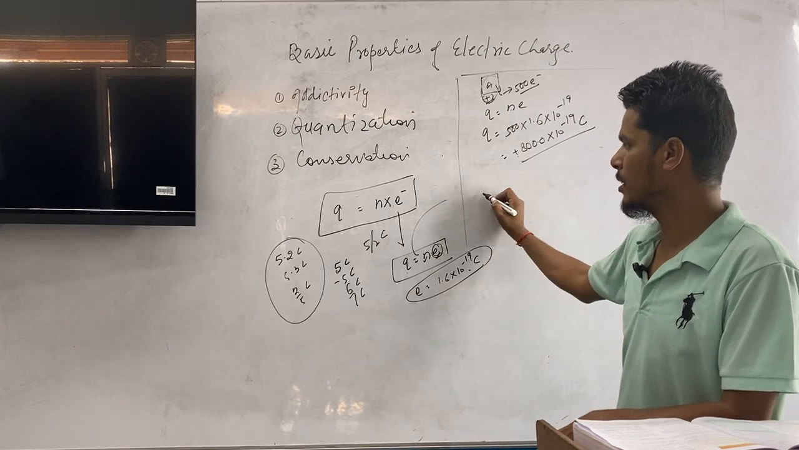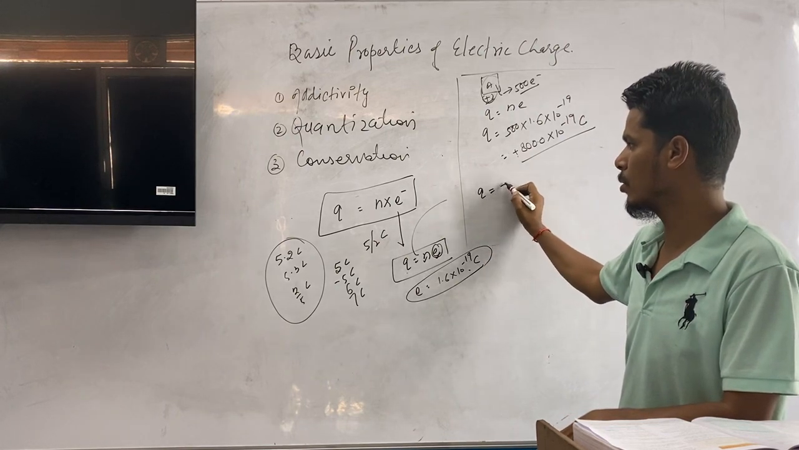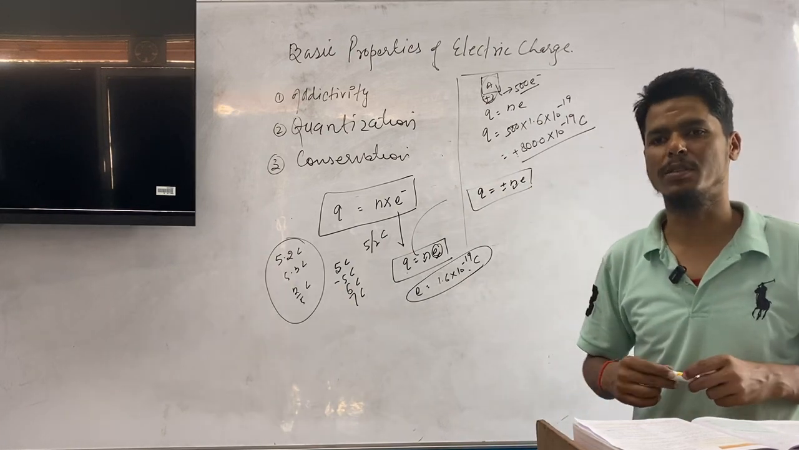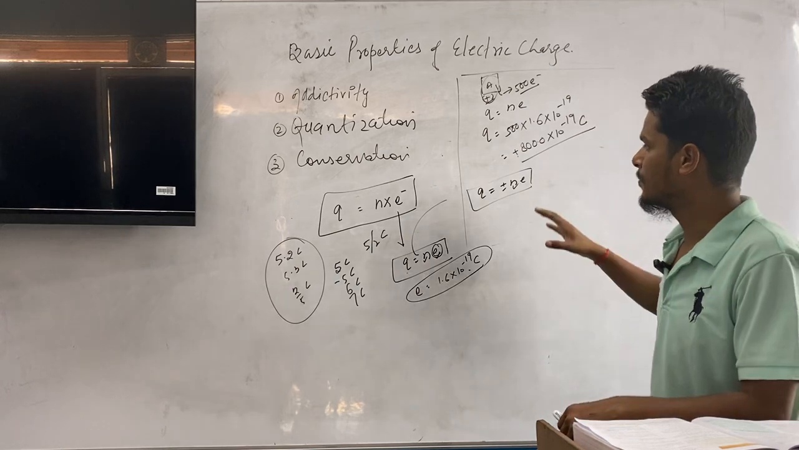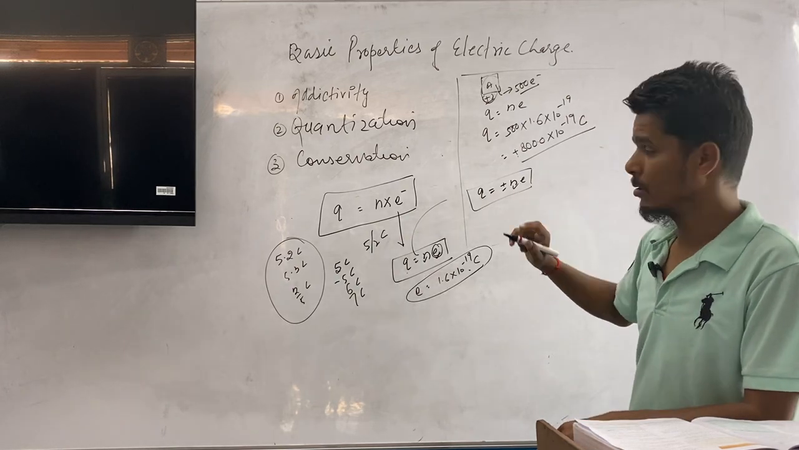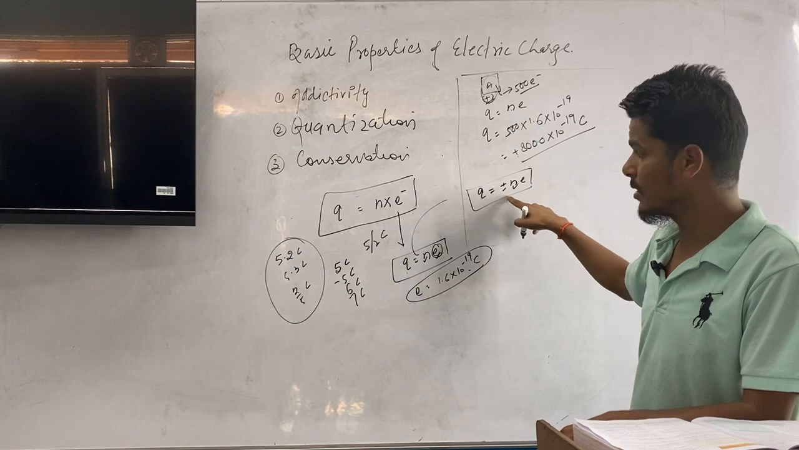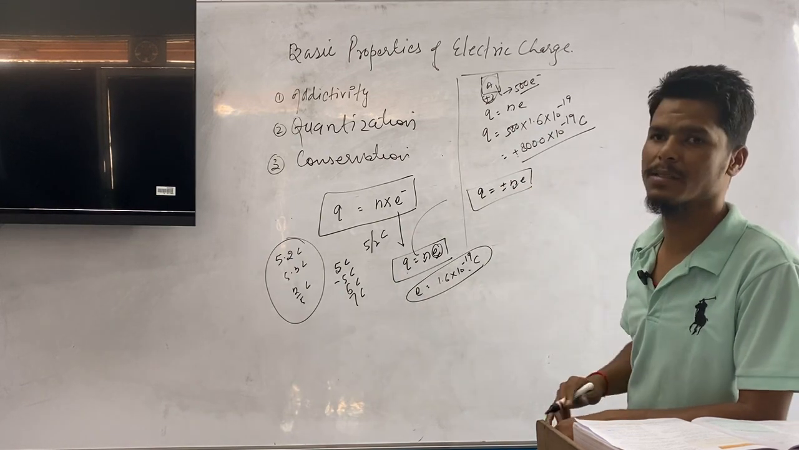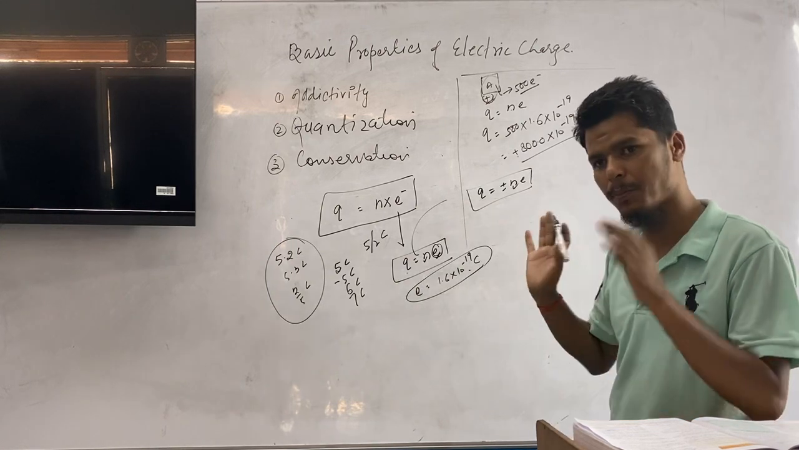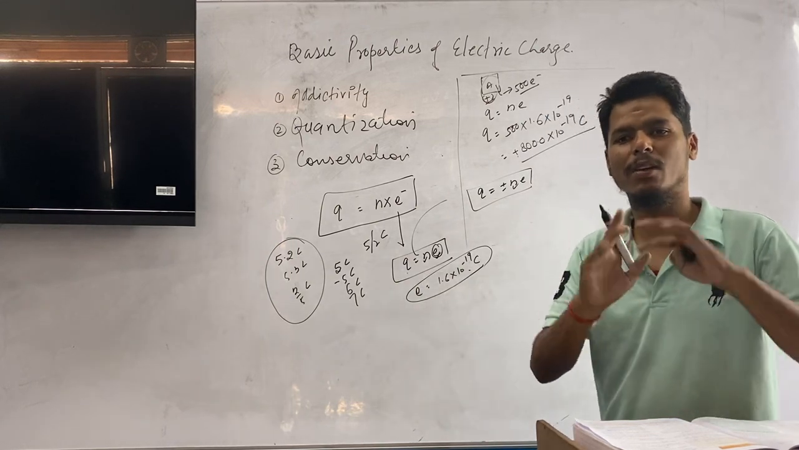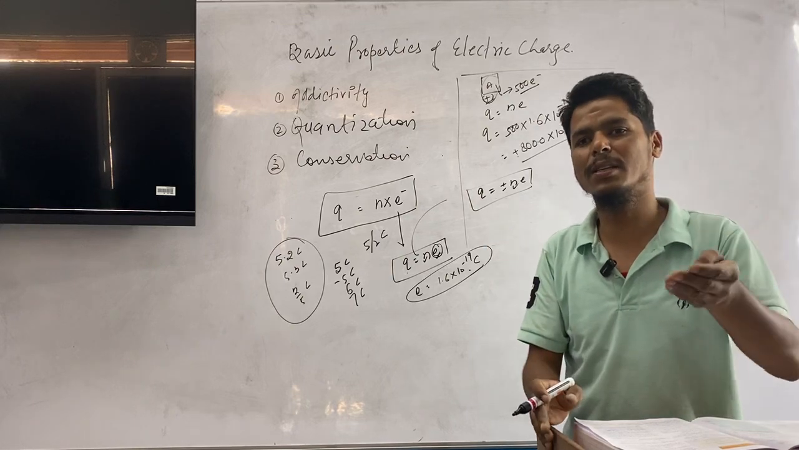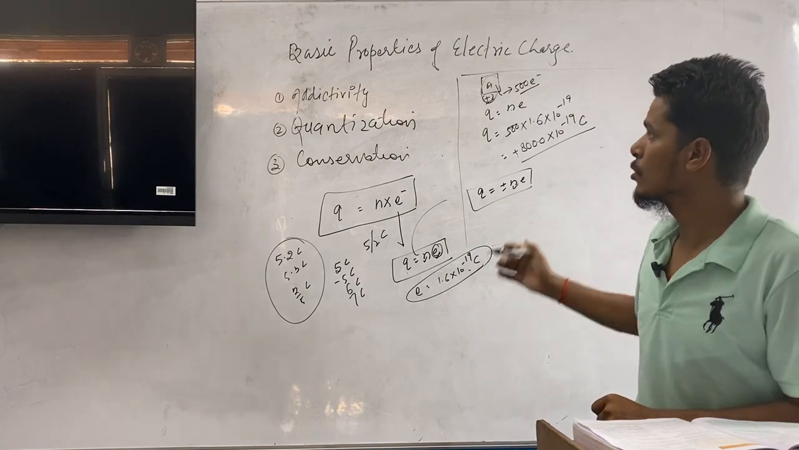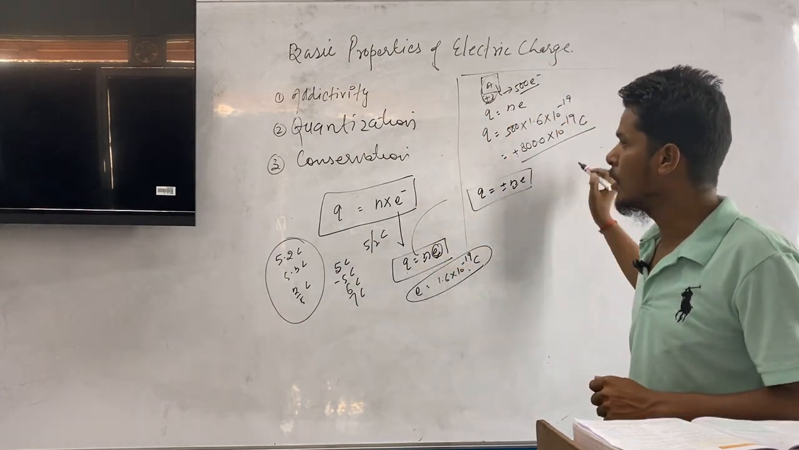And sometimes you will see this written as Q is equal to plus minus NE. Because this is an integer, an integer may be negative or positive. This is an integer, but charge may be positive or negative. This is why we are taking this plus and minus. Number of electrons is always positive, because we cannot say a body is releasing minus 500 electrons. This must be 500. Okay, so this is the concept of quantization.